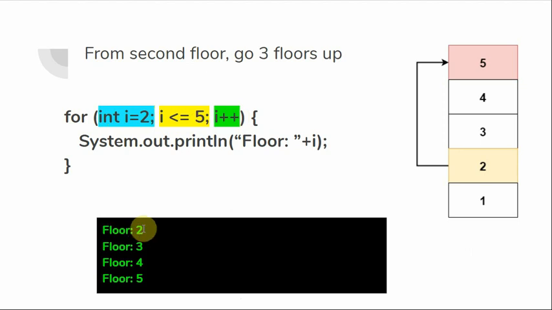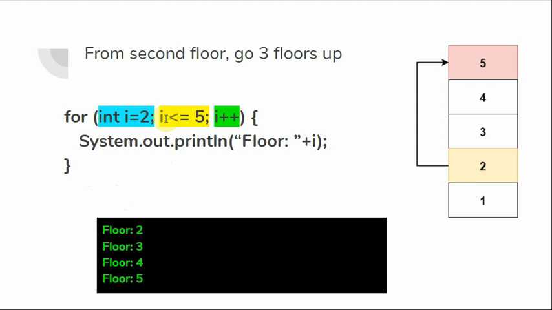So first it prints floor 2 because of this line, and when it goes up, now the value of i is 3. Now it will check if 3 is less than or equal to 5. Yes, it is, so it will print. Then it will increment i again. Now the value is 4. It checks if i is less than or equal to 5. Yes, so it will print the message, and then it goes up again and increments the value of i to 5.